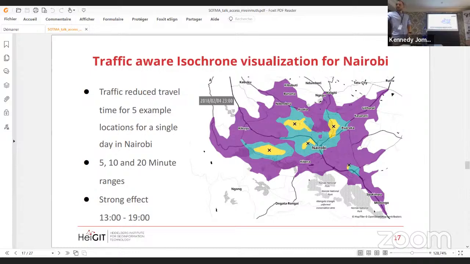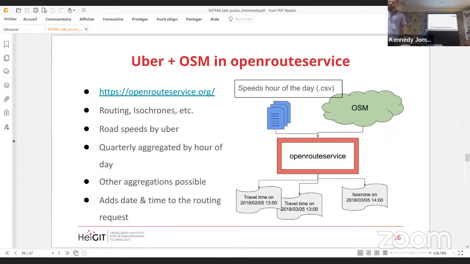Can you switch to the GIF? Sorry, no, just this. I think we had it. Just a second.